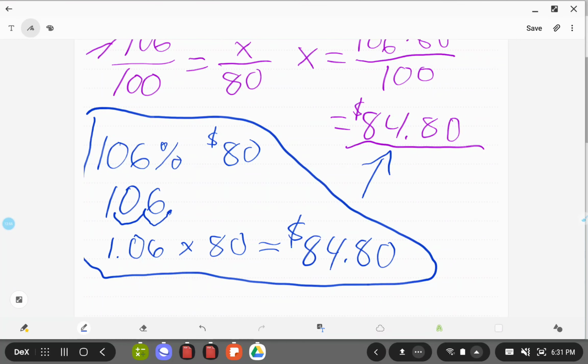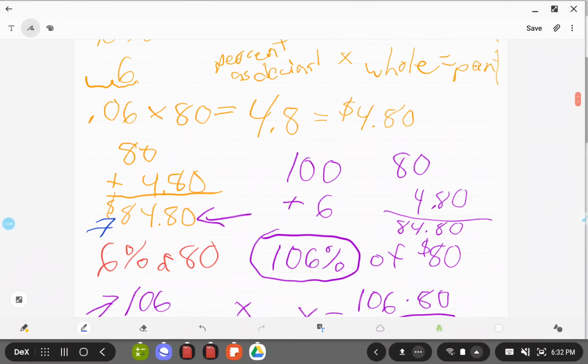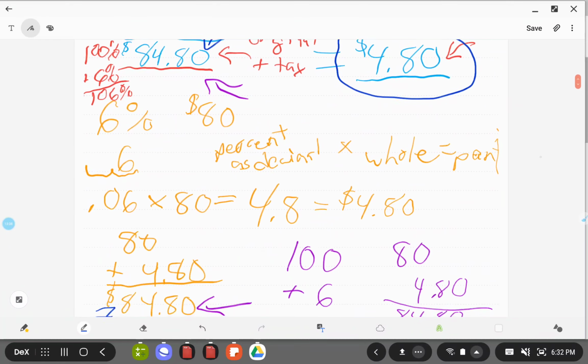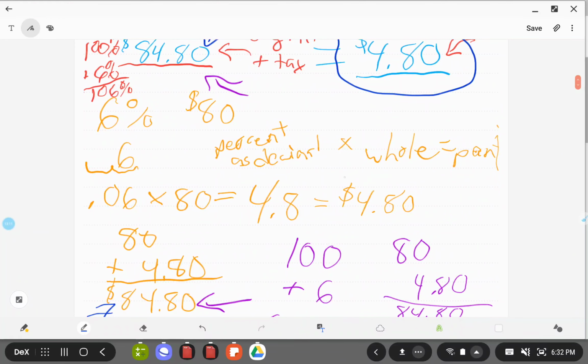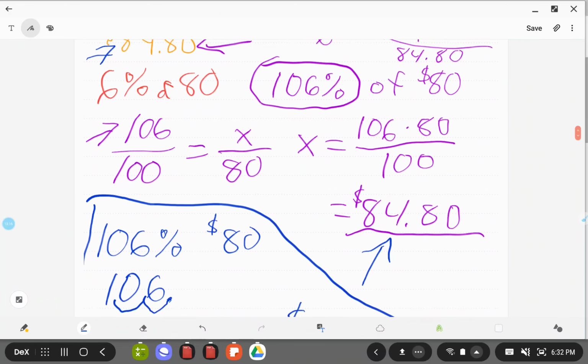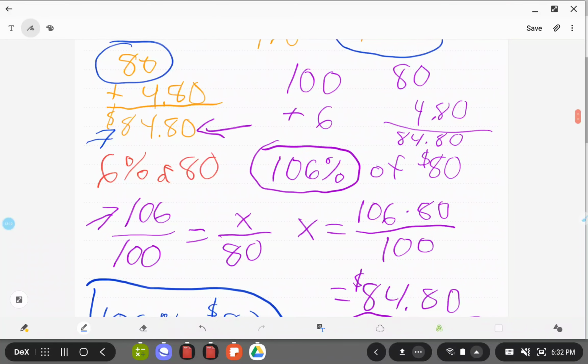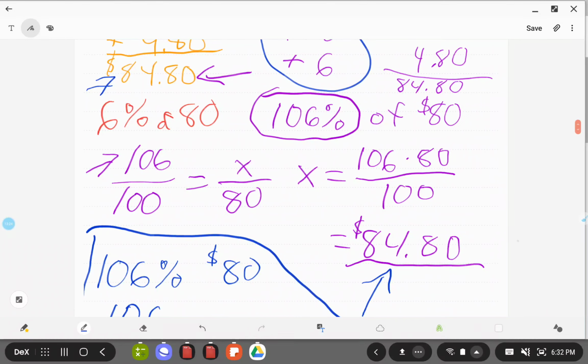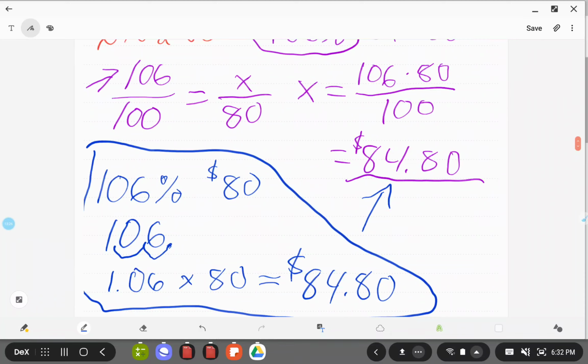Because regardless of which way we did it, we had to add somewhere, right? So on these first 2, I had to add the 480 to my original 80, right? Same thing when I did the second way. I got my 480 and I added it to my 80. With the other 2, I didn't do that because I just took my 100 and I added 6. And that gave me the 106 that I was able to use in both of those equations. One of them I left as 106, and one of them I changed to 1.06 down here at the bottom.